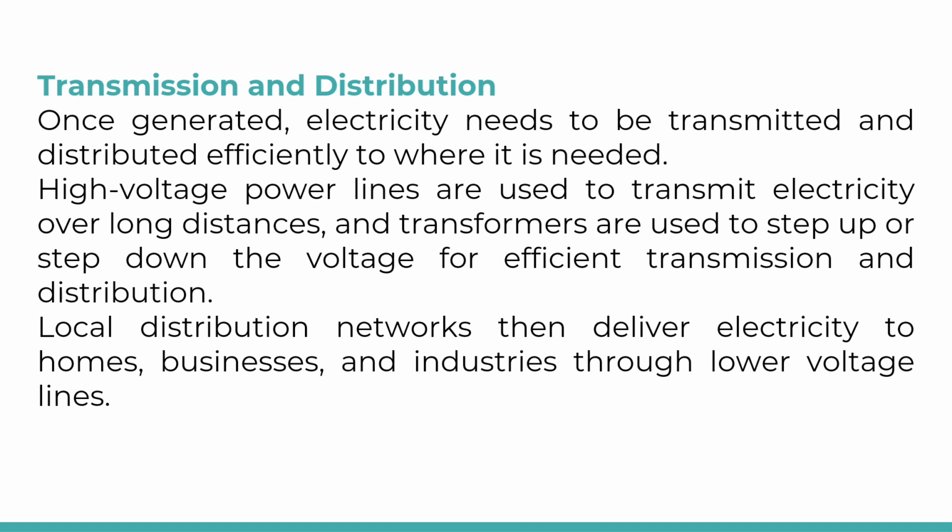Transmission and distribution. Once generated, electricity needs to be transmitted and distributed efficiently to where it is needed. High-voltage power lines are used to transmit electricity over long distances, and transformers are used to step up or step down the voltage for efficient transmission and distribution. Local distribution networks then deliver electricity to homes, businesses, and industries through lower voltage lines.